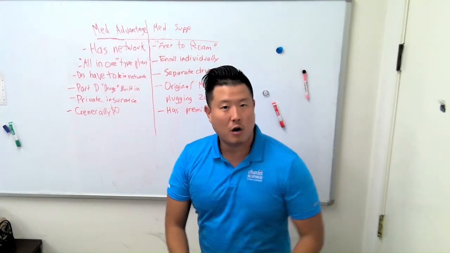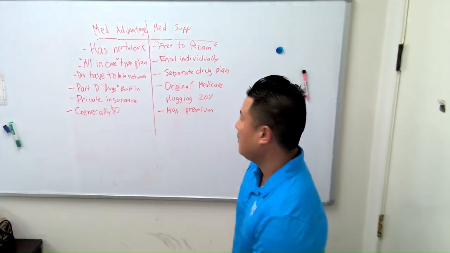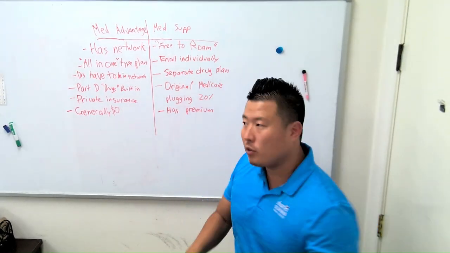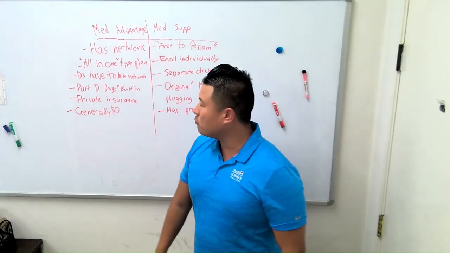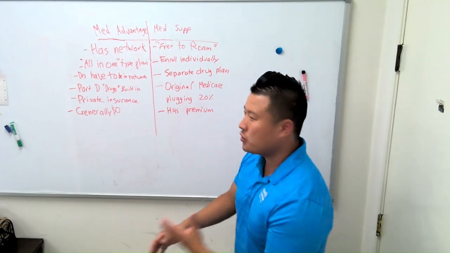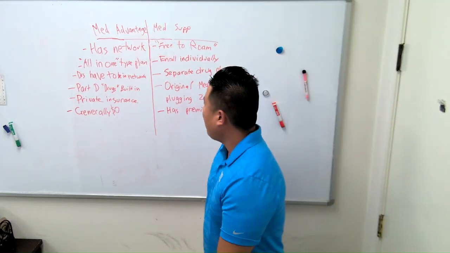It also covers OTC benefits, dental, vision, hearing, and most importantly, prescription drug plans. So it's an all-in-one type plan. So, if it makes sense for them to do it, if their doctors are in network, then of course get them a Medicare Advantage plan, right?